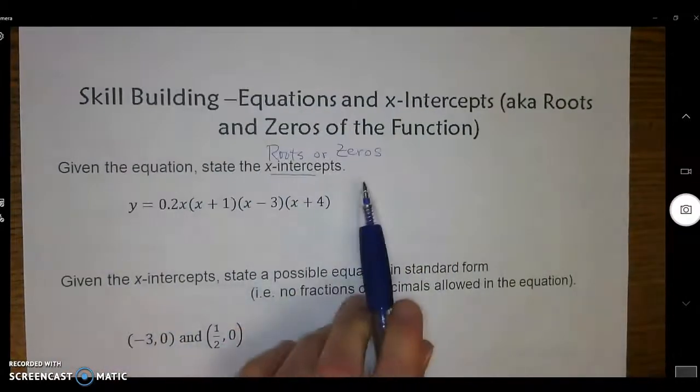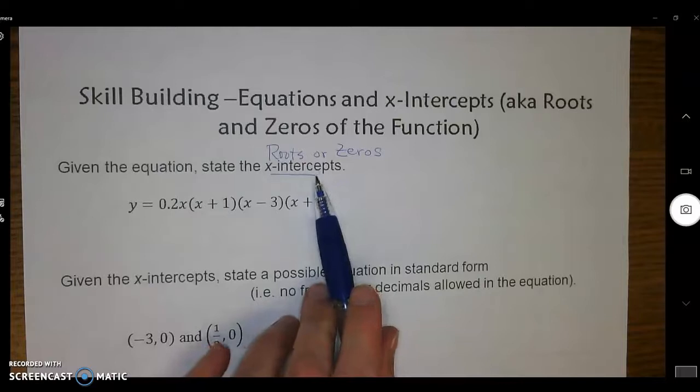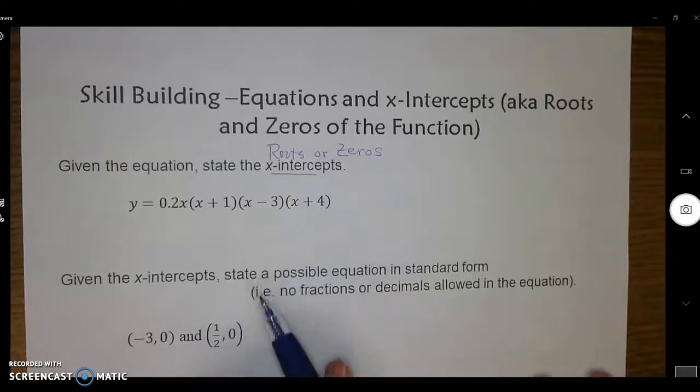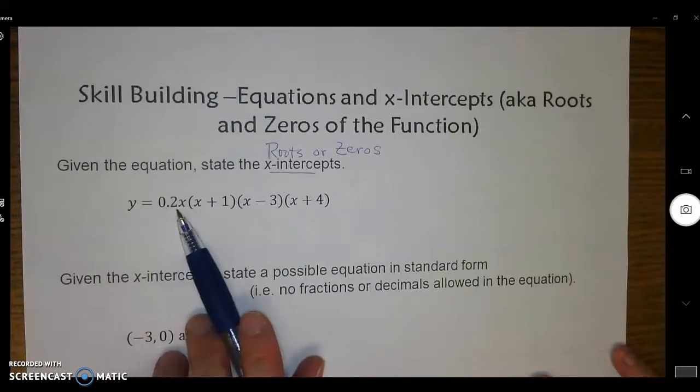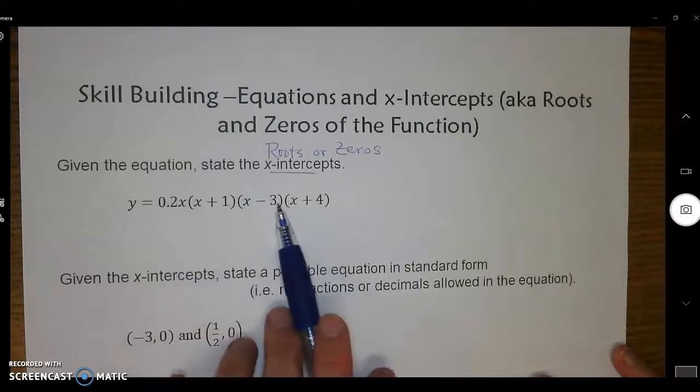So if you ever see find the roots, they're talking about x-intercepts. Find the zeros, again, x-intercepts. So this one here is what they call factored form. Everything's all written out already.